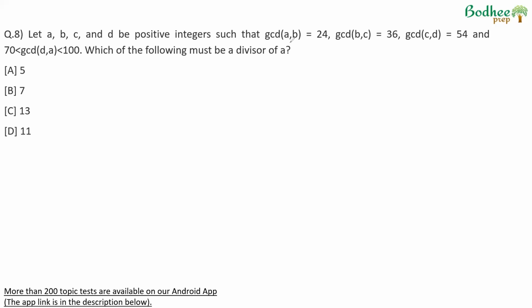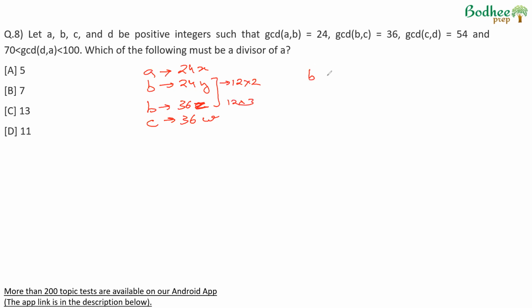Let A, B, C, and D be positive integers such that the HCF of A and B is 24. The HCF or GCD of B and C is 36. So A and B have to be multiples, say 24x and 24y. From here we can say B has to be 36, A 36z, and C has to be 36, say W. If we combine this, we can say B will be nothing but 12 into 2, and here it is 12 into 3.